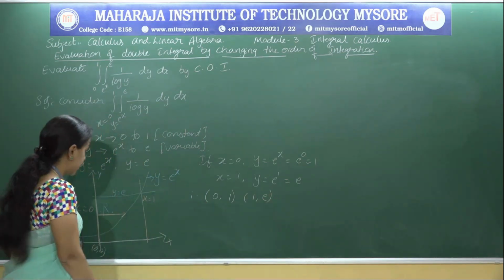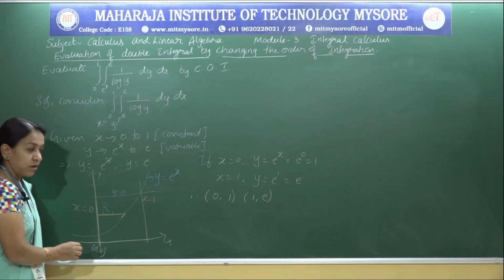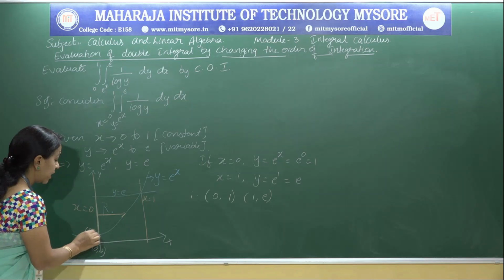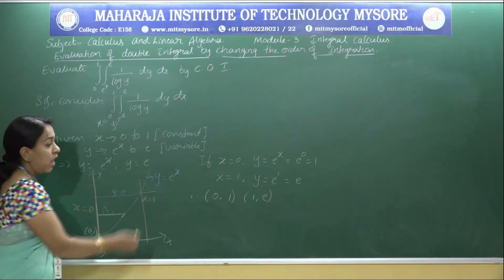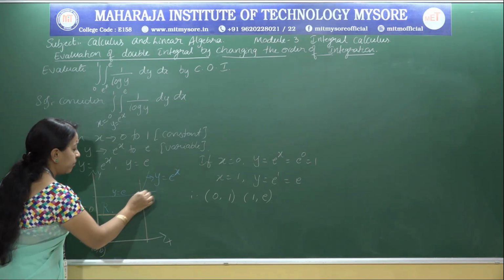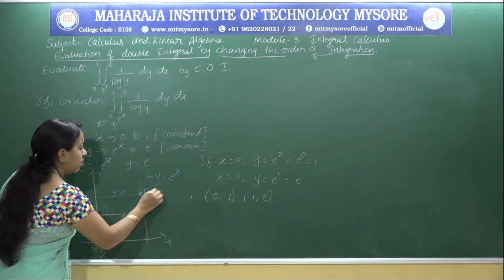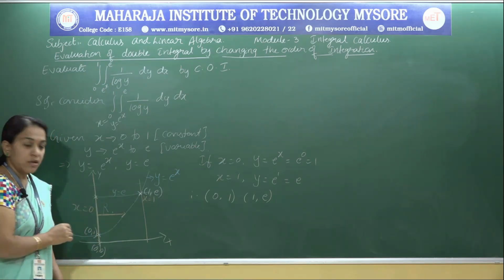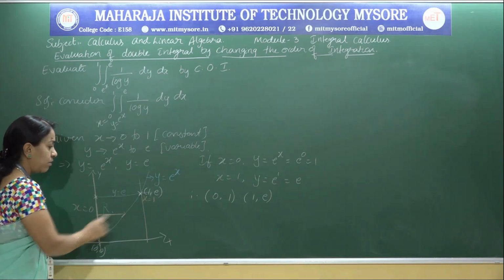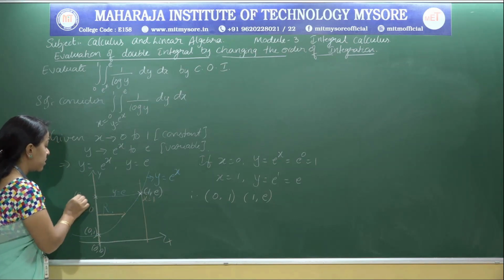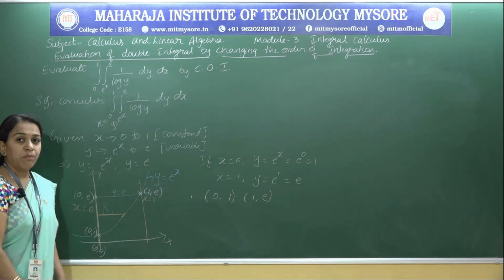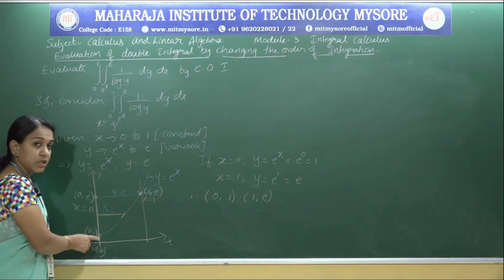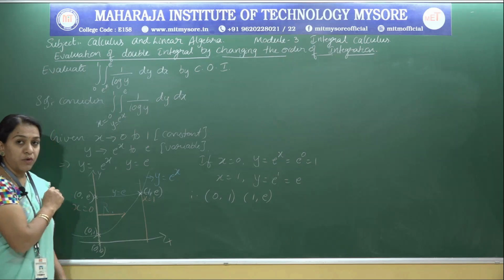So, what are the points of intersection? 0, 1 is a point on the y axis, the point of intersection, and 1, e is this one. This is our point 1, e. So, this will be our bounded region. The points of intersection are 0, 1 and 1, e, and this will be 0, e. So, this is our bounded region.